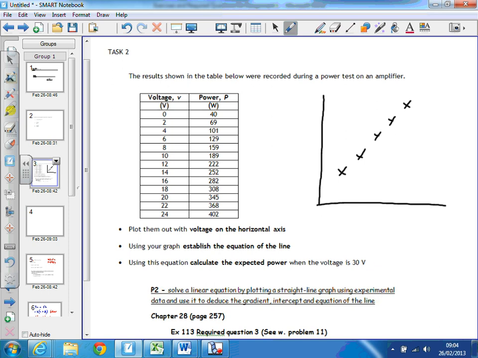Something that we'll be looking at next year when we look at Unit 28 is the ways of getting a graph that's a curve to look like a straight line. Because a straight line is so useful, we manipulate results to get a straight line.